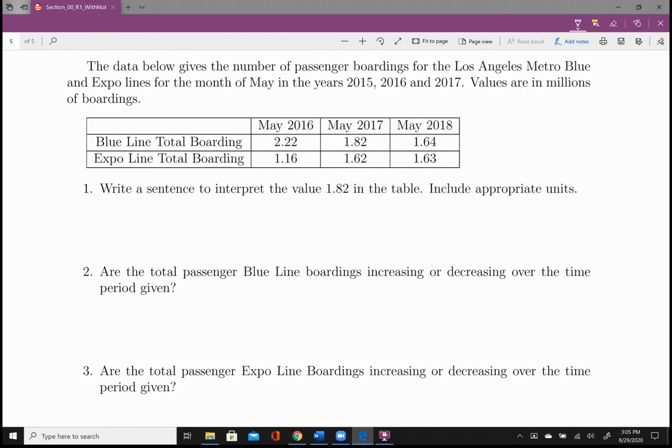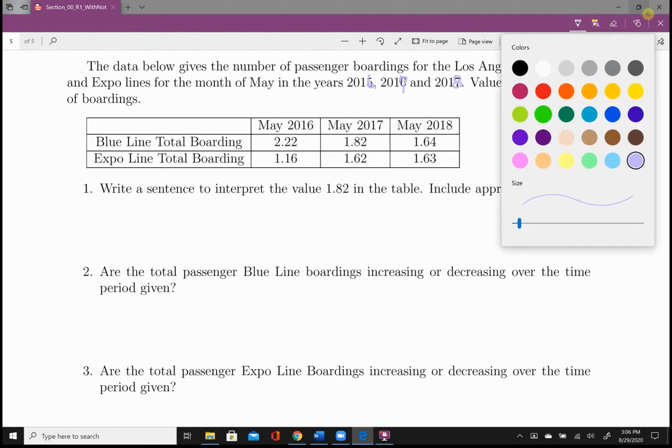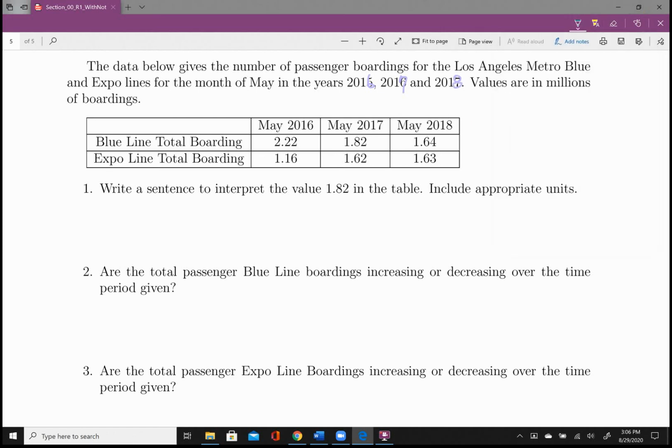Okay. So last problem, in which we have a very small data set, but it's going to be concerning two separate metro lines, right? We have the blue and expo lines for the metro passenger boardings in May 2016, 17, and 18. Notice that in the prompt it says 15, 16, 17. Sorry, that's a typo. Let me just go ahead and fix that. And I'll go ahead and change the color as well, just to mix it up a bit. Let's do this dark green.